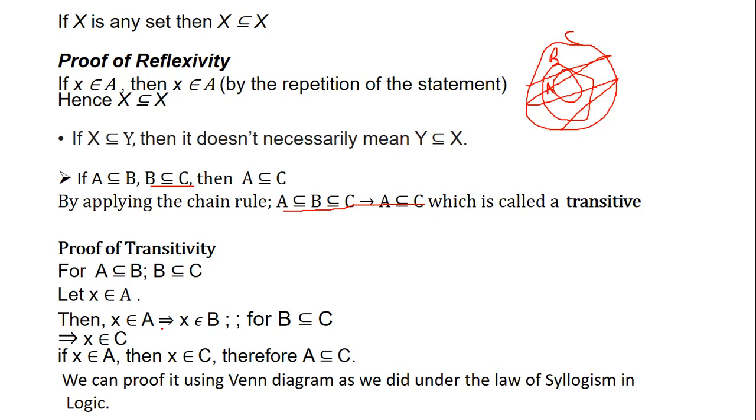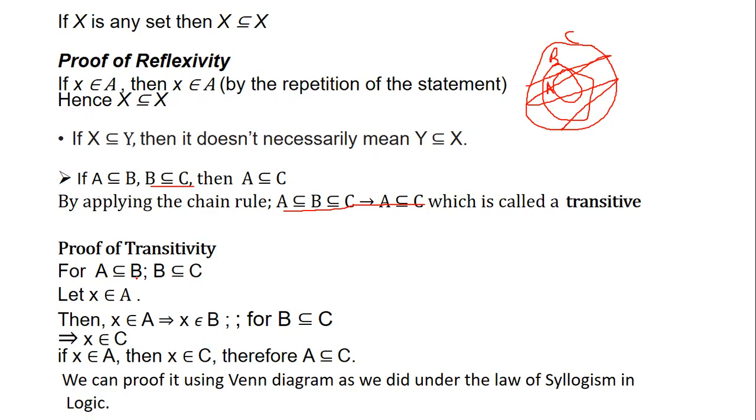Yes, sir. Good. So now let's go for B also is a subset or equal to C. Now we have X is inside A, implies X is inside B. Now this B is also found inside C. So therefore you can also say that X is also inside C. Therefore, A is a subset of B and B is a subset of C, which also implies A is a subset of C.